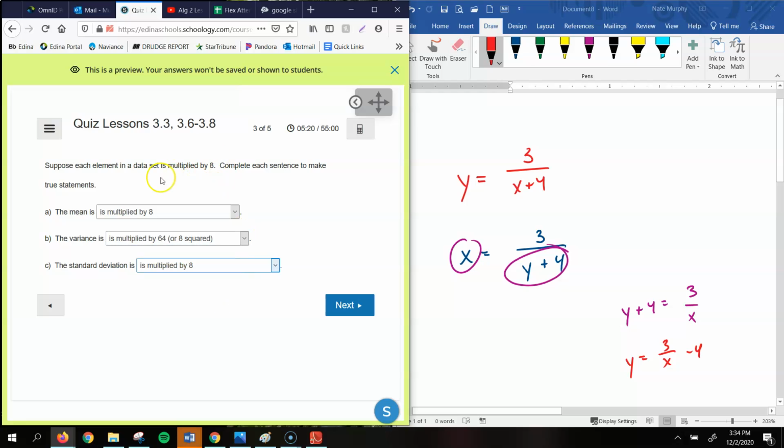So remember, if you multiply a set of values by a number, all of the statistical measures would also increase by being multiplied by that same scale factor, in this case by 8. The exception is the variance. The variance will be multiplied by that 8 squared.